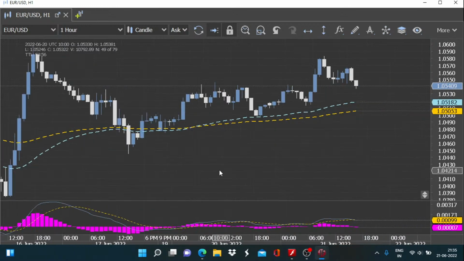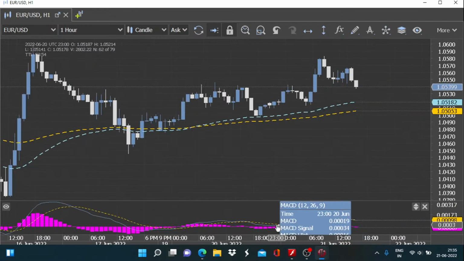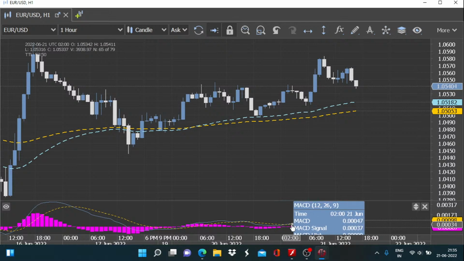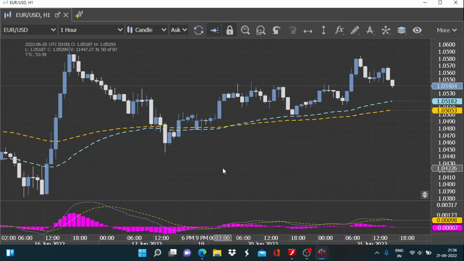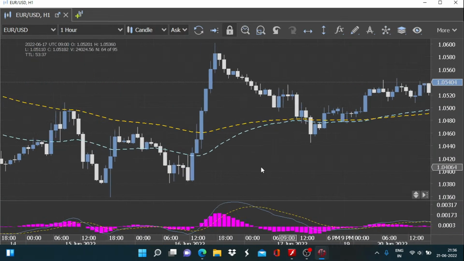And for the buy trade, the vice versa condition will apply. The MACD and the MACD signal line, both these values will need to be above zero. That is the requirement, that this output value should be in positive territory. Okay, so you got the point, I guess.